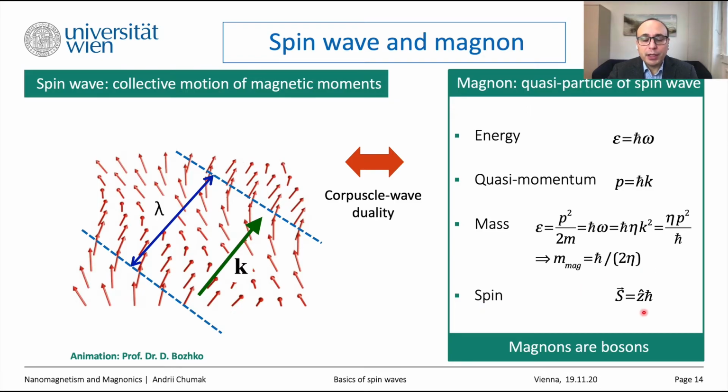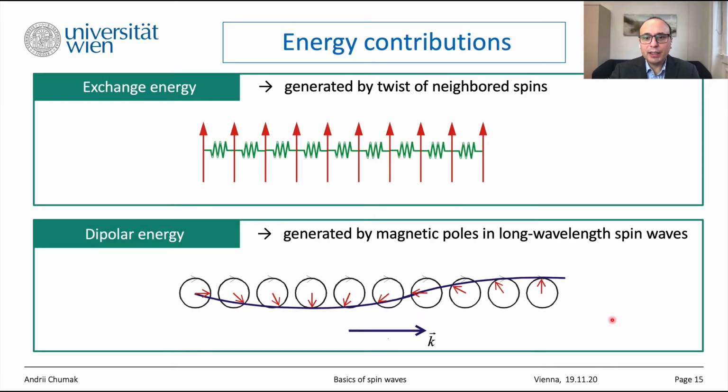And the spin of a magnon is equal to 1. So a magnon is a boson. That's why we are always happy to study such phenomena as Bose-Einstein condensation and so on. But so much about magnons. And finally, what I would like to say here is that we need, of course, to understand what energy contributes to the spin wave.